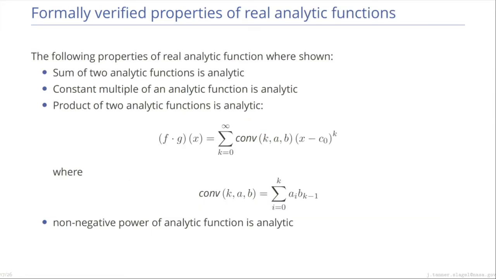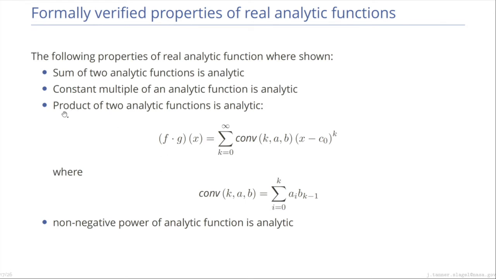So just like semi-algebraic sets, there's a bunch of basic things you can prove about real analytic functions. Here are some we proved. The sum of two analytic functions is analytic. This just follows from properties of infinite series, which were already in the NASA library of PVS, as well as the constant multiple of an analytic function being analytic. That also followed from these properties. The really difficult one actually was the product of two analytic functions is analytic.